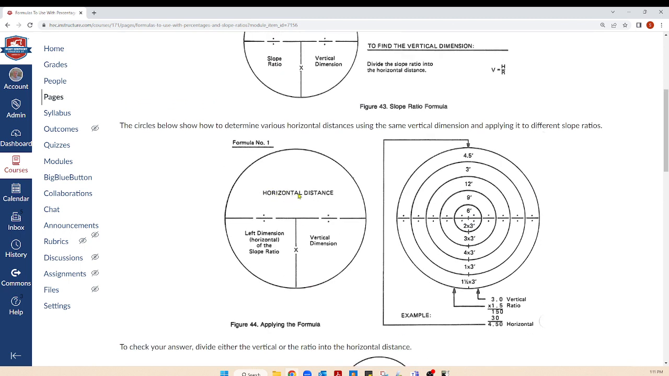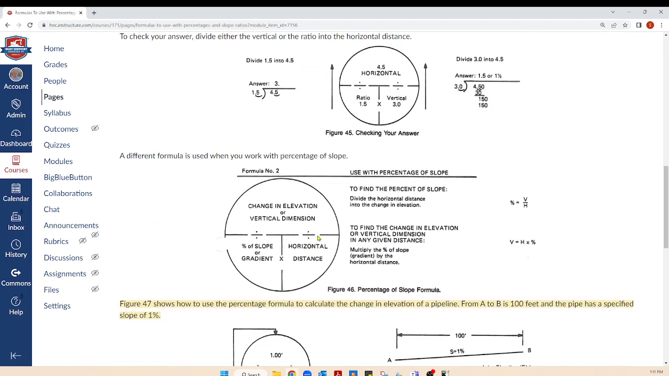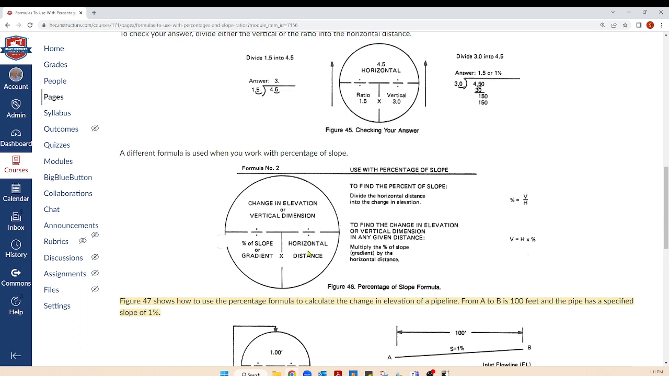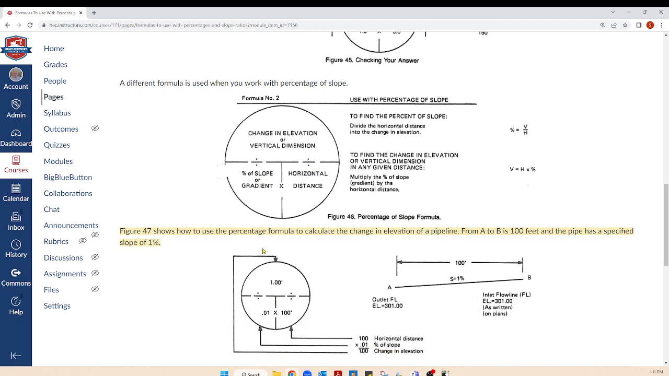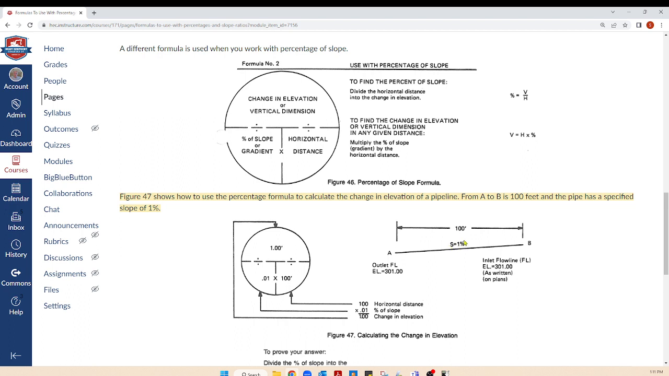In this one, you have your horizontal distance divided by your vertical. In this one, you have your vertical divided by your horizontal. Same thing goes here. It has all of these variations, but all you need to know is any two of these to calculate the percent grade. So here, this one is a 1%, calling that slope. But here we know the percent, and we know 100 feet.